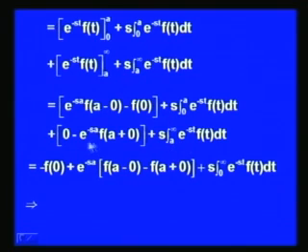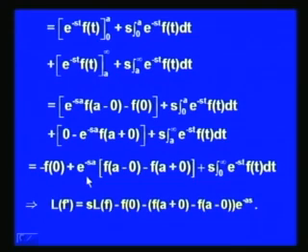So, on simplification the right hand side of the equation gives minus f(0) plus e to the power minus sa into f(a minus 0), minus f(a plus 0) e to the power minus sa, plus s times the integral 0 to infinity of e to the power minus st into f(t) dt, which is the same as L of f' equal to s into L of f, minus f(0), minus [f(a plus 0) minus f(a minus 0)] into e to the power minus sa, which proves the required result.